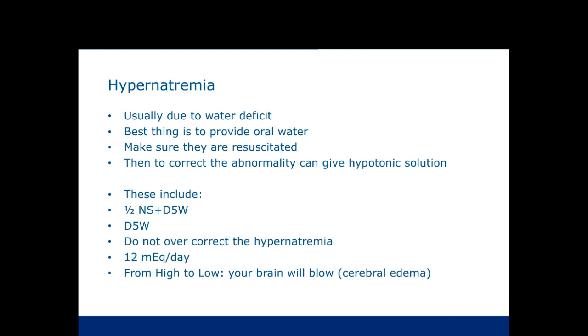Now let's talk about hypernatremia. So they ask you that. It's usually due to a water deficit. That means that somebody didn't drink a lot of water, or somebody had some kind of issue going on that caused them to lose a lot of water, right? So the best thing is to provide oral water if they have access to it. Make sure they're resuscitated. Remember the ABCs all the time. You've got to worry about circulation. Then once they're resuscitated, you could correct the abnormality by giving a hypotonic solution. Hypotonics include half normal saline plus D5W, or D5W, but you don't want to overcorrect the hypernatremia.